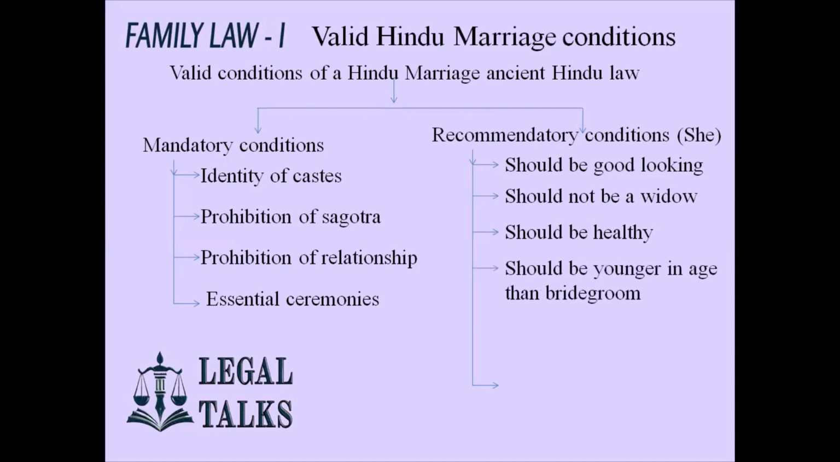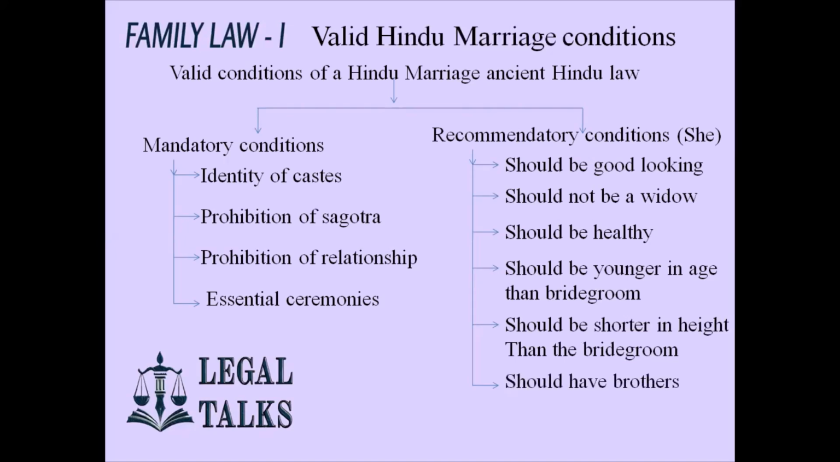Next, she should be younger in age than the bridegroom. The girl to be married should be younger than the boy who is to be the bridegroom. Next, the bride should be shorter in height than the bridegroom. The bridegroom should be taller and the bride should be shorter. Okay, she should have brothers. Now, these are recommendatory conditions.